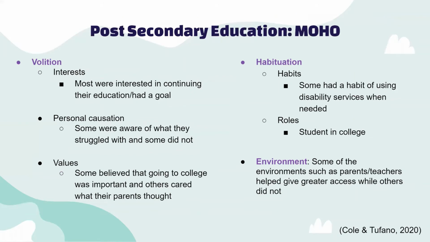And when we look at this article through the lens of MOHO, you can see that through volition, some of the students were very motivated and most were interested in continuing their education and had a goal. In terms of personal causation, this mostly has to do with their self-awareness. So for those who are more aware, they were able to get more resources. However, those who were less aware struggled a lot more.